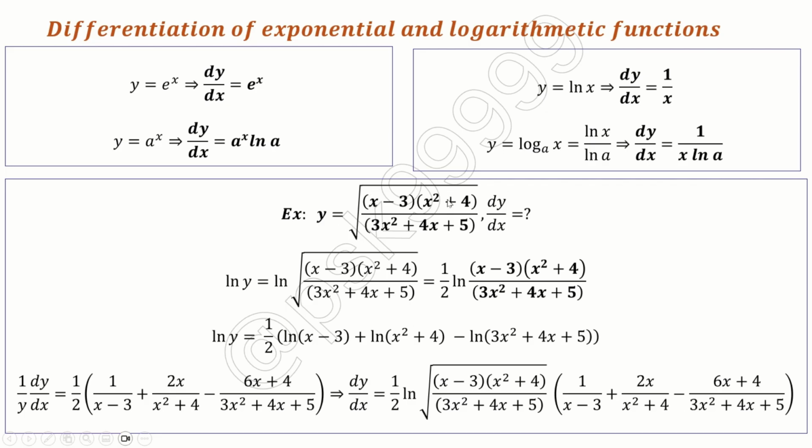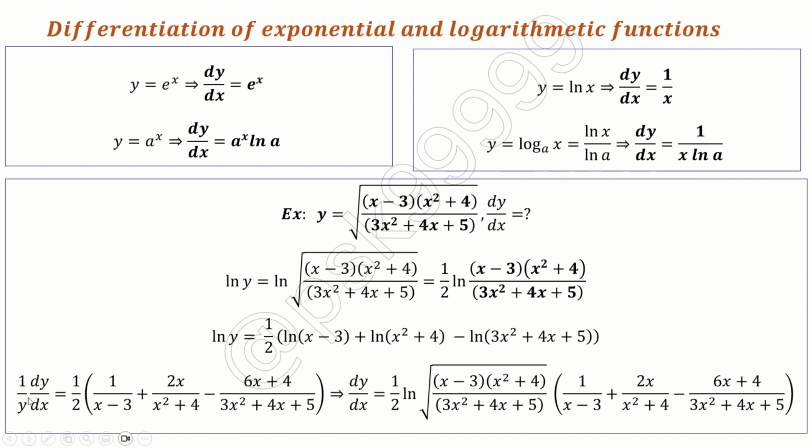Let's say y equal to square root of x minus 3 into x square plus 4, divided by 3x square plus 4x plus 5. Then how to do differentiation of this one? This is very complex if you really apply the chain rule and the u by v rule. So take logarithm. Once you take logarithm, the advantage is that logarithm will convert products into addition and division into subtraction. So log y equal to log of this whole expression, which is nothing but 1 by 2 into log of the expression with the square root removed. Now this is log y equal to half of log of x minus 3 plus log of x square plus 4 minus log of 3x square plus 4x plus 5.